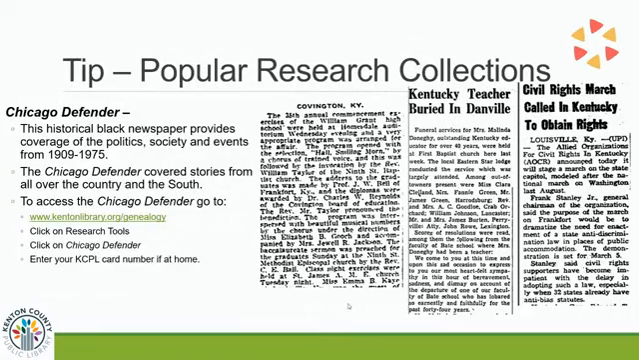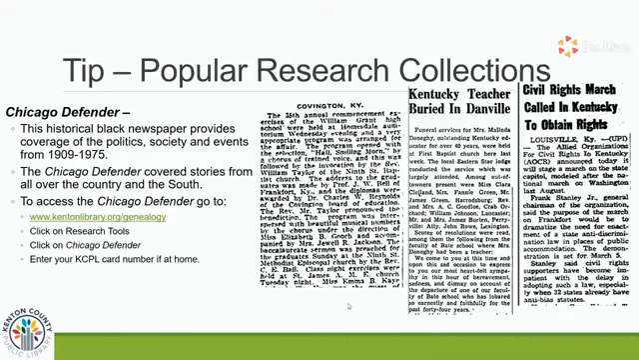Okay, another popular research collection that we have here at the library that you can use is the Chicago Defender newspaper. To access the Chicago Defender, you go through our website, kentonlibrary.org/genealogy. You want to click on research tools and then the Chicago Defender, and then you'll enter your library card number if you're at home. What's really great about the Chicago Defender is that it covers 1909 to 1975, and it also covered a lot of newspapers, like stories from all over the country and the South. So Kentucky being included in the South.